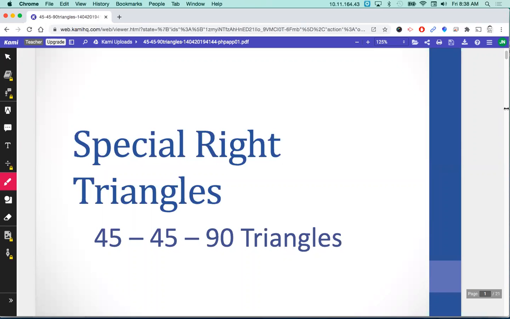All right, so shifting from 30, 60, 90 triangles to 45, 45, 90 triangles. You actually, we've used this triangle before, so you should be familiar with it a little bit, but we're going to talk about the ratio of side lengths that we get with this type of triangle.